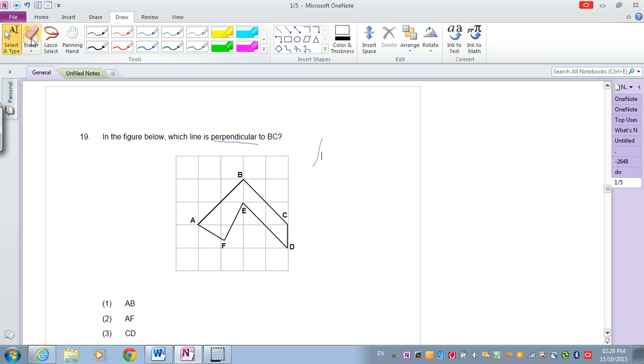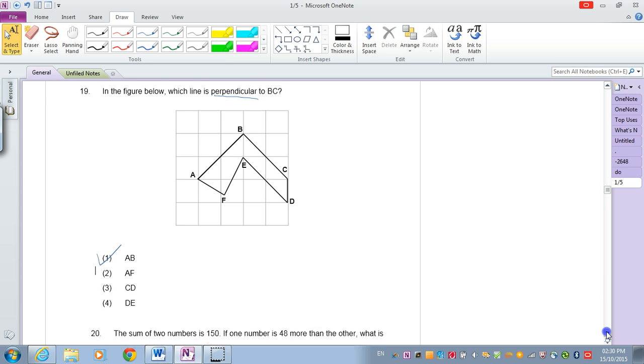Now please use your ruler to put it on BC. So one side of the ruler, you can put it on BC, and you will see which line is perpendicular to BC. And the line that is perpendicular to BC that gives you an L shape would be AB. AB is perpendicular to BC. So the answer is option 1. Okay, let's move on to question 20.